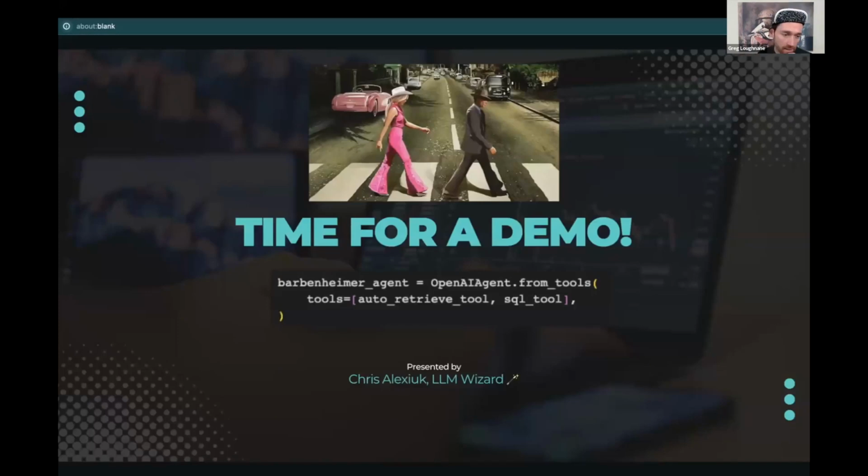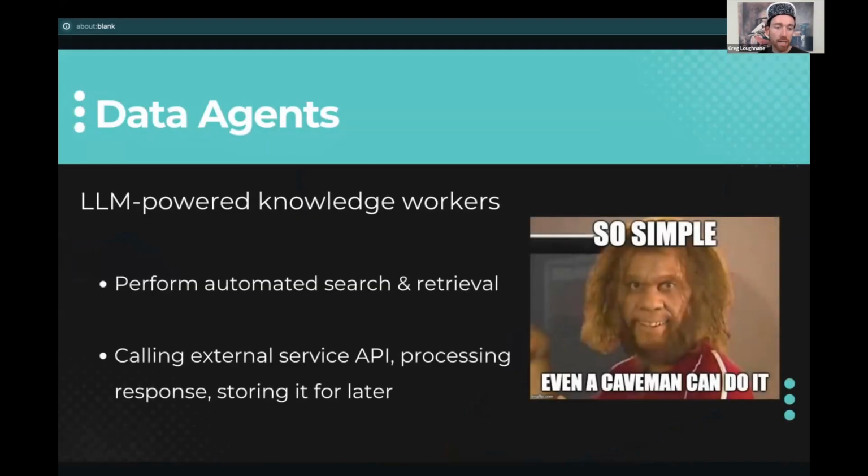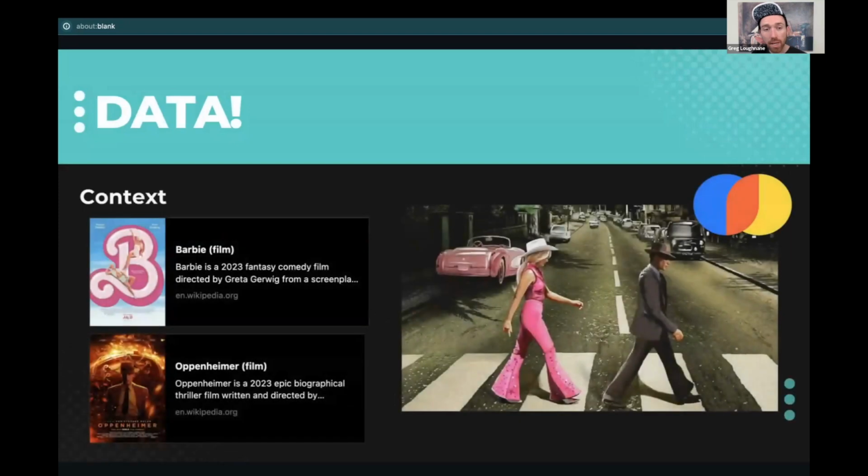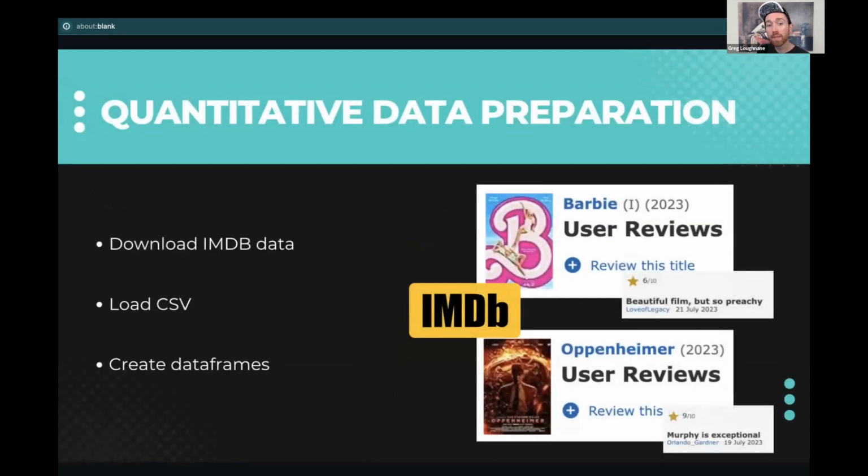Yep, and we're just going to go ahead and combine these two things just the way we have been chatting. We're going to allow this LLM-powered knowledge worker to select and smartly filter, looking at the query, looking at the metadata, deciding which metadata to filter by, and ultimately providing that agentic reasoning and that classification of which tool to pick up. Namely, are we going to pick up the contextual data from Wikipedia, or the quantitative data from IMDb? Which one do we need to answer the question?